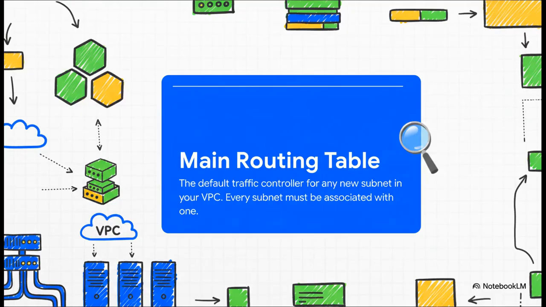To figure out how traffic is flowing or not flowing, in AWS, you have to look at routing tables. Every single VPC has this special main routing table. Think of it like the default traffic cop. Any new subnet you create automatically uses this table to figure out where to send data. So our first check is super simple. Is this main table doing its job? Is it routing traffic correctly?